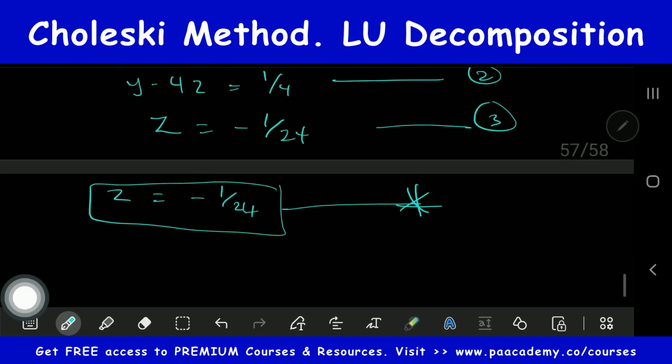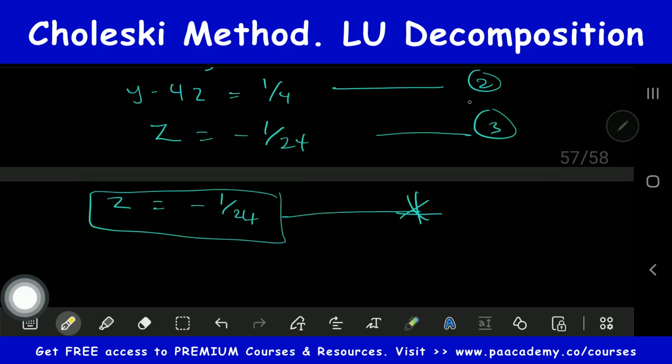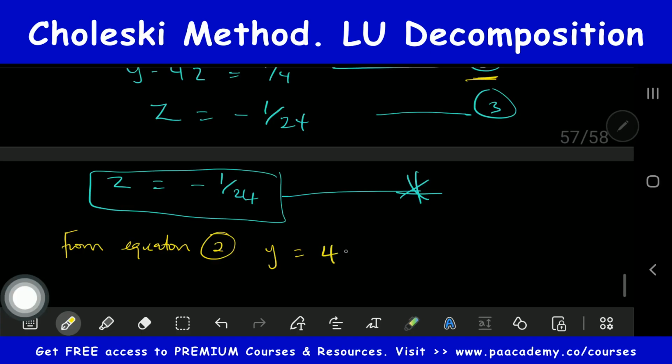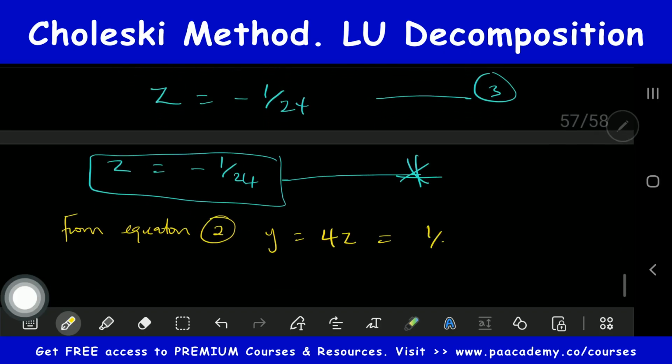All right, so from equation 2 above, I'm making reference to this equation 2 now. From equation 2, where we have y minus 4z equals what? 1 over 4. 1 over 4.